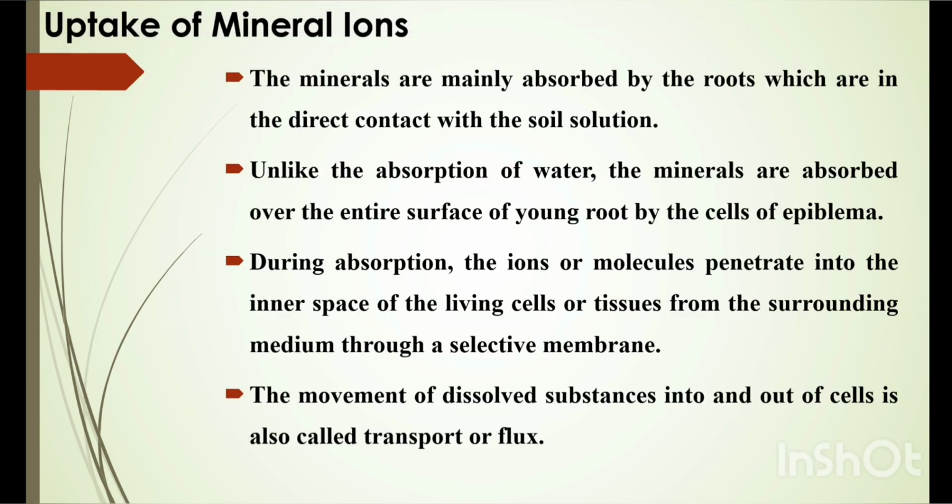So at first, how does mineral ion uptake occur in the plant? The minerals are mainly absorbed by the roots, which are in direct contact with the soil solution. Unlike the absorption of water, minerals are absorbed over the entire surface of the young root by the cells of epiblema. What is epiblema? Epiblema is the root epidermis. The epidermis of the root is called epiblema.